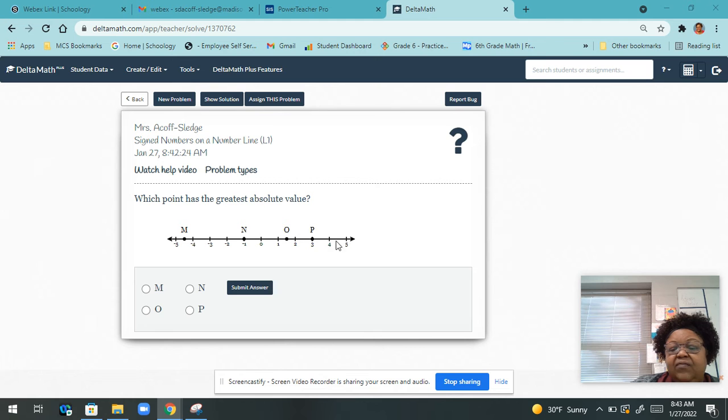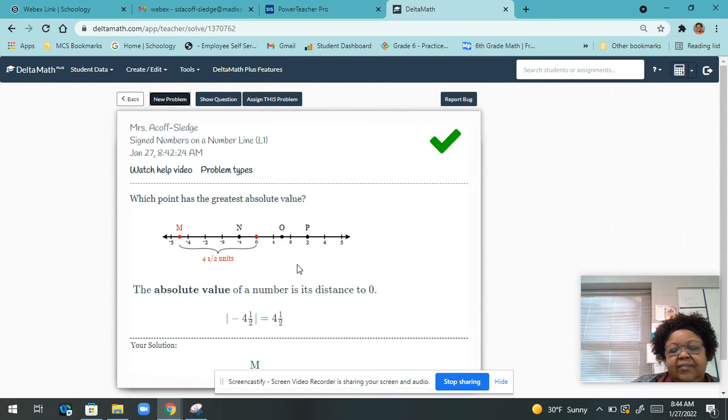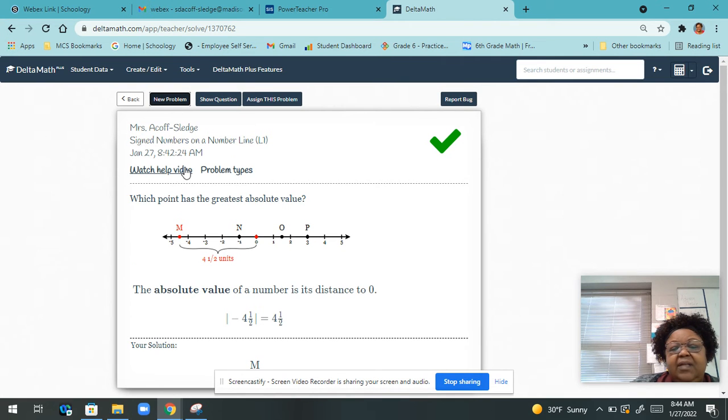So which number is farther? Which letter is the furthest away from zero? So that would be M. Okay, and then it shows you the way you work. So the absolute value of -4.5 is 4.5. That is the furthest point from zero. But again, if you were lost, you could click on the video.